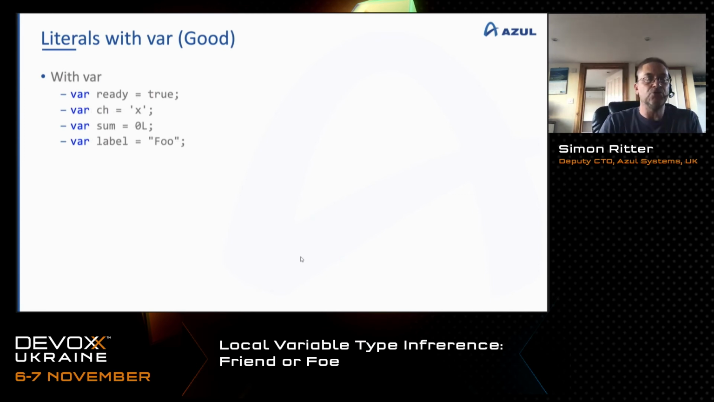So I can say var ready equals true. That will infer Boolean. Var ch equals 'x' infers char. Sum equals 0L, so the compiler knows that's explicitly a long. So it will infer long, and label as a string, so it'll infer String.